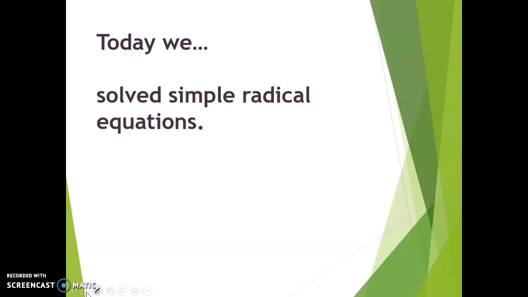All right, today we solved simple radical equations by following these steps. Isolate the radical, square both sides, solve the resulting equation, and plug it back in to check your work. Isolate, square, solve, and plug in to check your work. If you have any questions, ask me next.